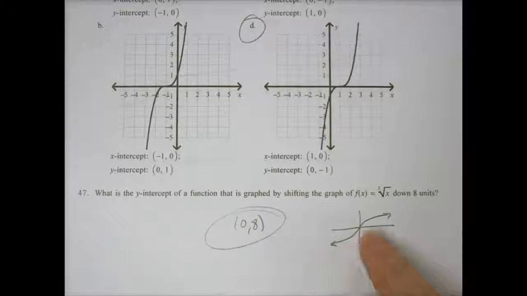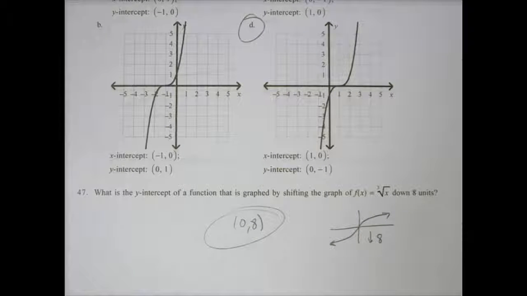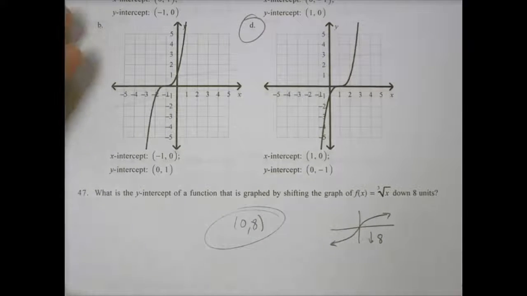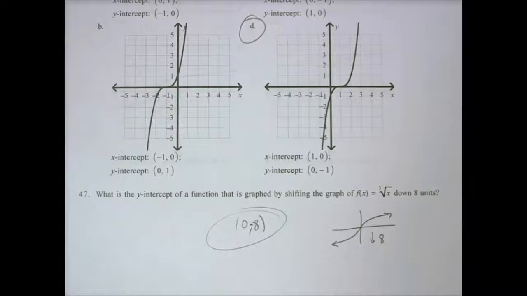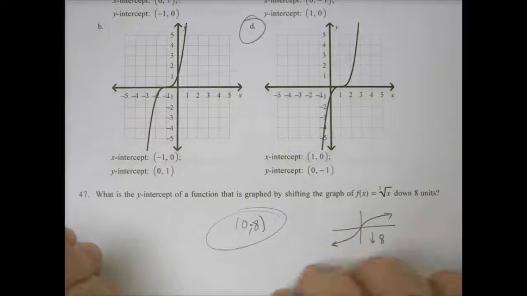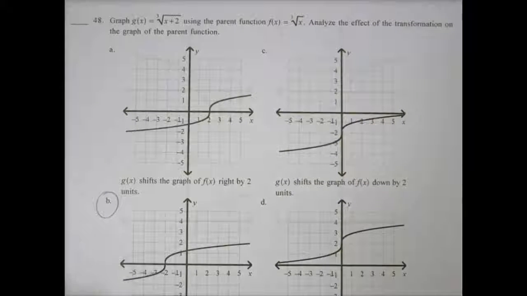If I shift it down 8 units, that is not the right answer, because I'm going down 8 units. Come on, pencil, work for me. So I'm going to negative 8. So it's going down 8, so I should be at 0, negative 8 for my y-intercept, where I'm crossing the y-axis. All right, 48. Getting there.